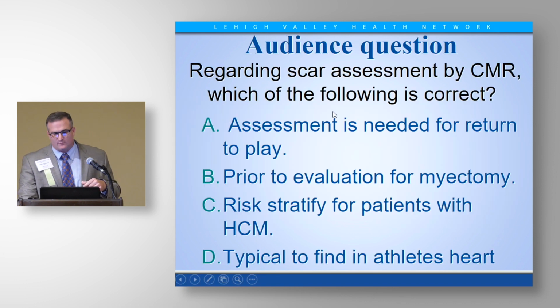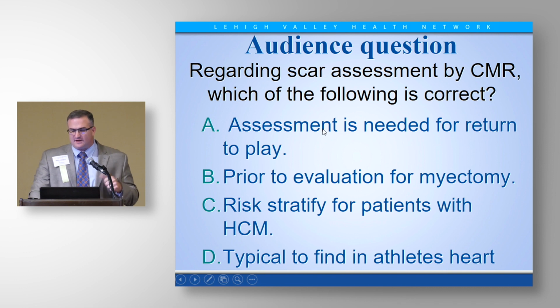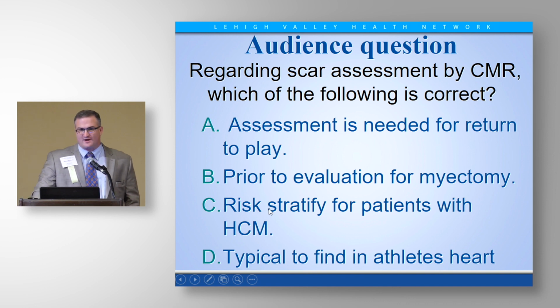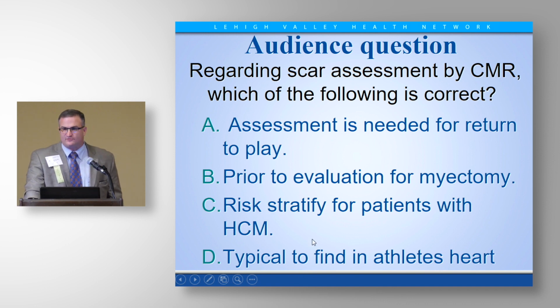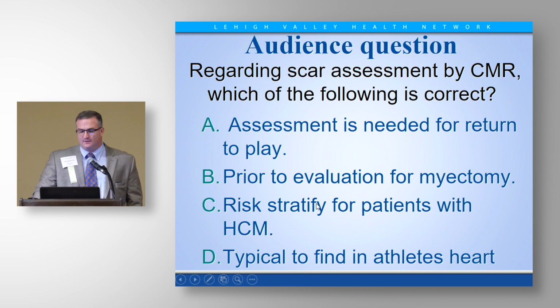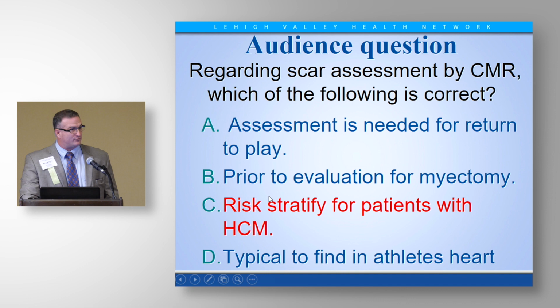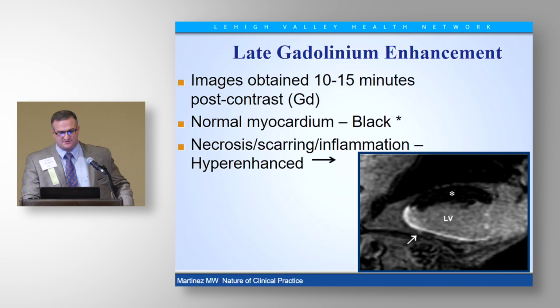So regarding scar, which of the following is correct? It's needed for return of play. Prior evaluation, it's only necessary prior to myectomy. It helps risk stratify hypertrophs, or it's typical to find in athletes. Hopefully you've heard this already and you know that this is really primarily for risk stratifying patients. It can help with the diagnosis, but it's not in itself enough to make the diagnosis.